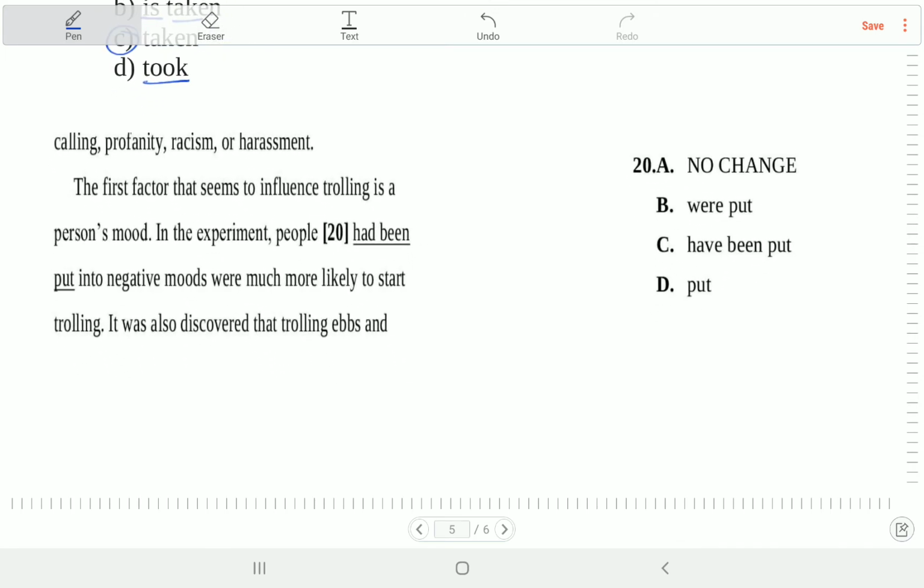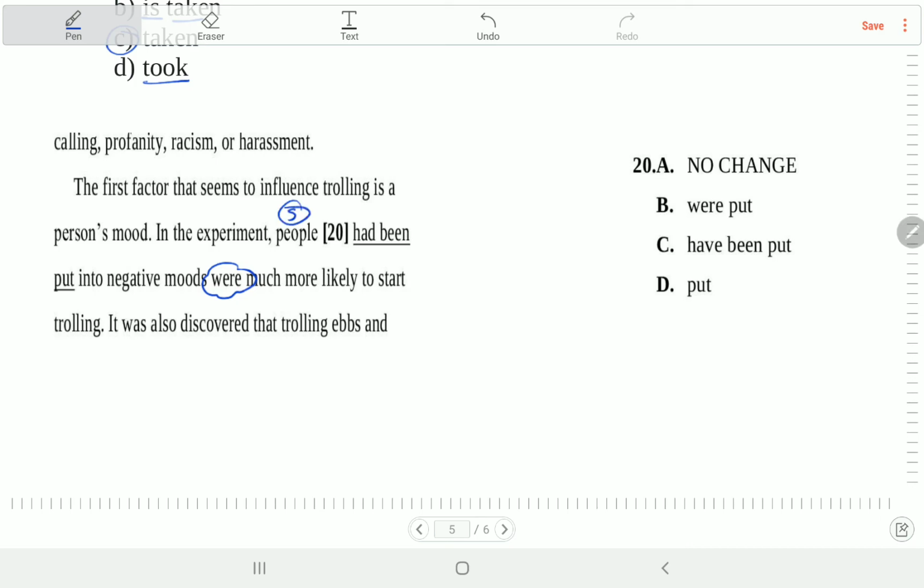The last example. In the experiment, people had been put into negative moods were much more likely to start trolling. How do we identify it? Look for the verb. Where is the verb? Ask yourself: who were more likely to start trolling? The people. So people here is the subject. Do we need another verb? No.